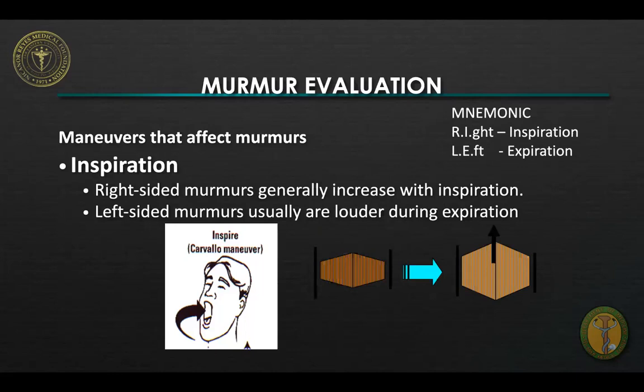Cardiac murmurs can be attenuated, increased, or diminished by some maneuvers or body positions. An example would be inspiration. Right-sided murmurs generally increase with inspiration, and left-sided murmurs usually are louder during expiration.